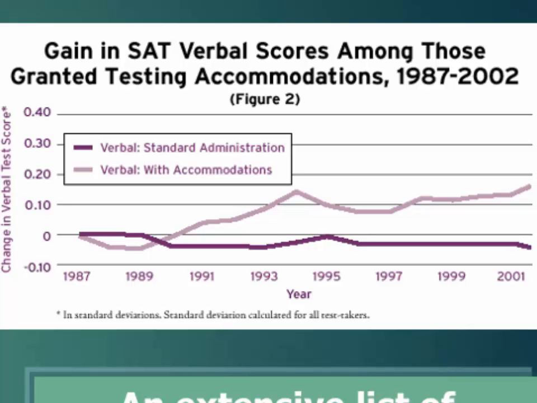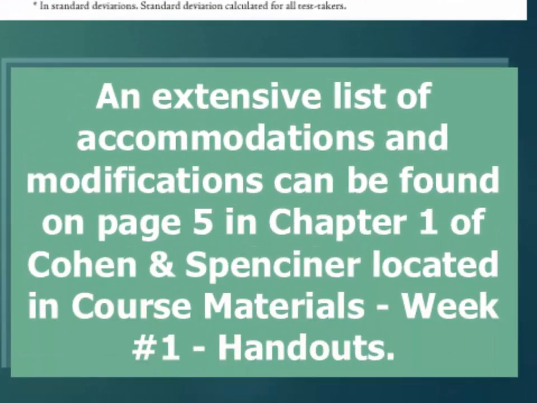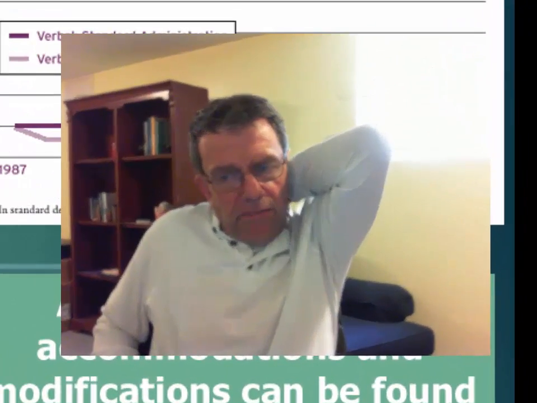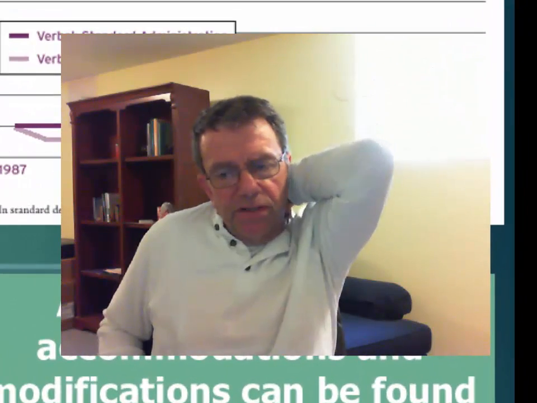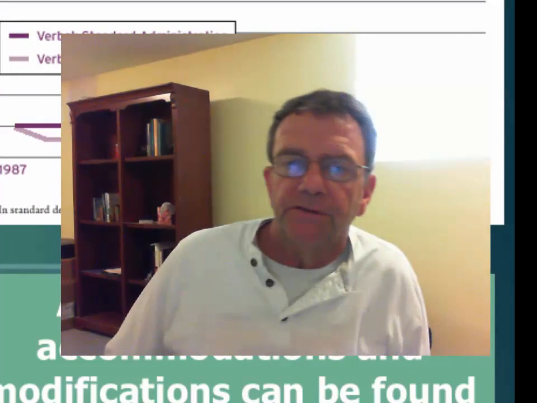Something to think about. As I say here, there's an extensive list of accommodations in chapter 1 of Cohen and Spencer. That chapter is in the week 1 handouts. So that's it for this little short session on validity.